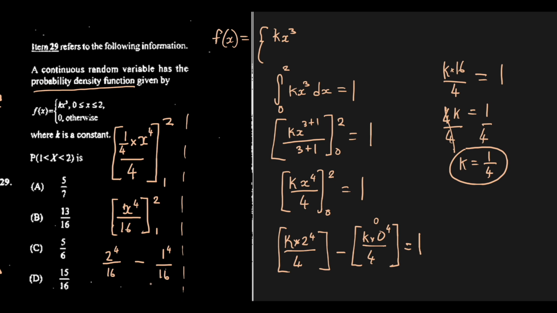If I work this out, this would leave me 2 to the power of 4, which is 16. So that's basically 16 over 16 minus 1 to the power of 4 is 1. So 1 over 16. If I subtract that, I'll be left with 15 over 16. Therefore, my answer for this question is 15 over 16.